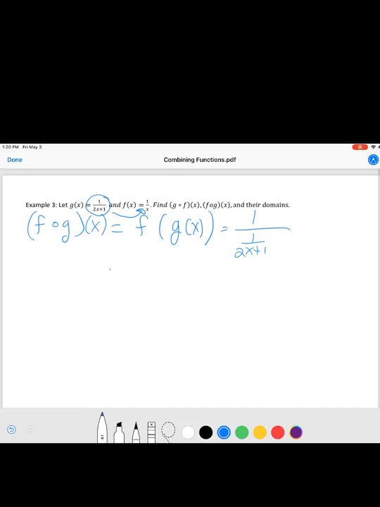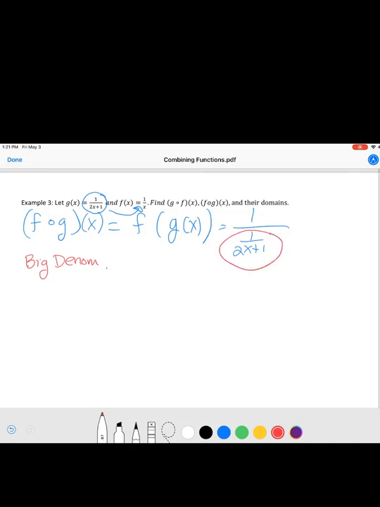Okay, now to look at this, I want to make sure that we'll call it, this is what I like to call it, the big denominator. That's this denominator of the whole entire fraction. This cannot be equal to 0. And then the little denominator, that's this one here, that can also not equal 0. So this will help us figure out what the domain is.